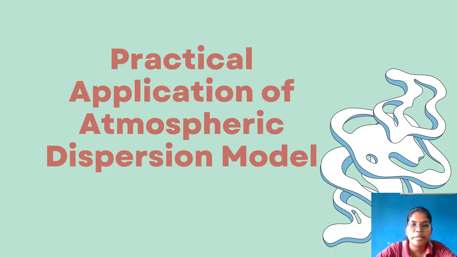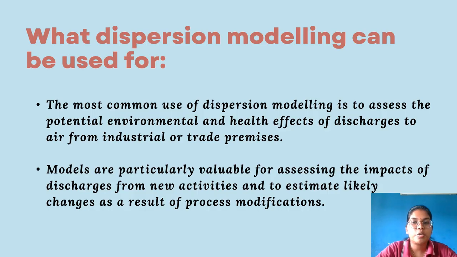Practical application of atmospheric dispersion models. The most common use of dispersion modeling is to assess the potential environmental and health effects of discharges to air from industrial or trade premises. Models are particularly valuable for assessing the impact of discharges from new activities and to estimate likely changes as a result of process modifications.